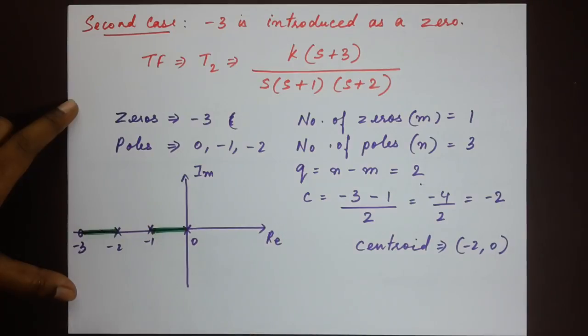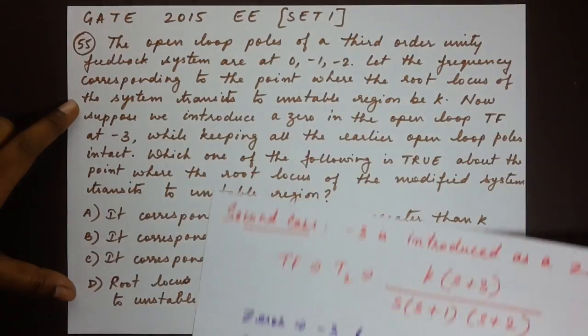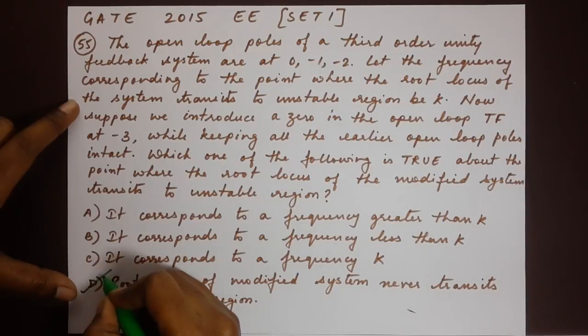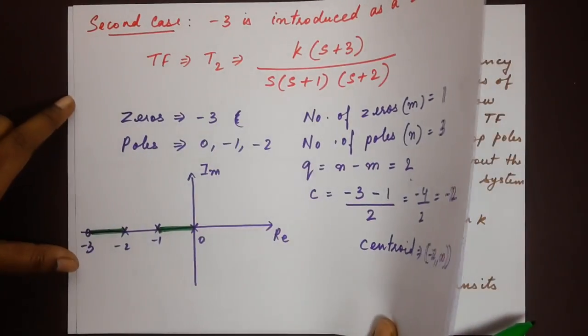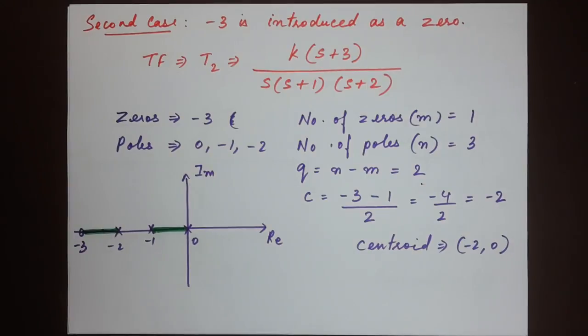And here again we see towards the right side of the imaginary axis, we find nothing at all. So if we look at our options here, the right side is the unstable region. So root locus of modified system never transits to unstable region. It does not go to the right hand side of the plane. Therefore, option D is the right answer. Well, this is the entire solution, and I hope this has helped.